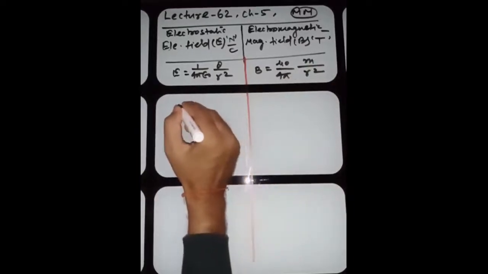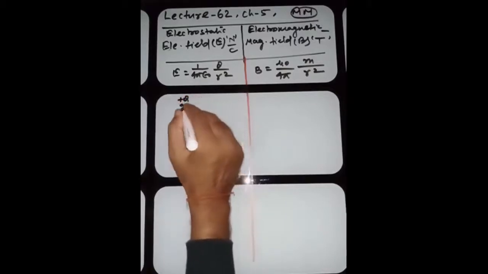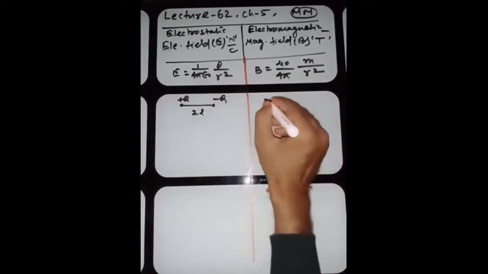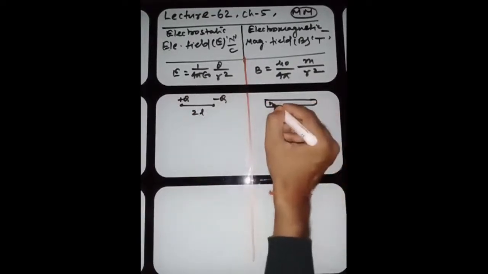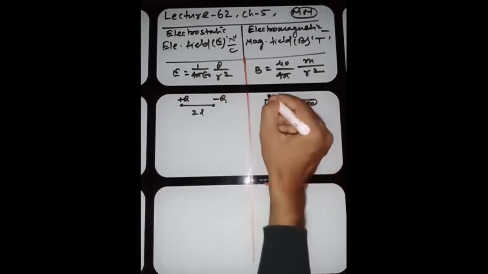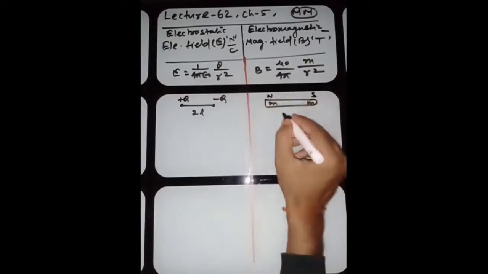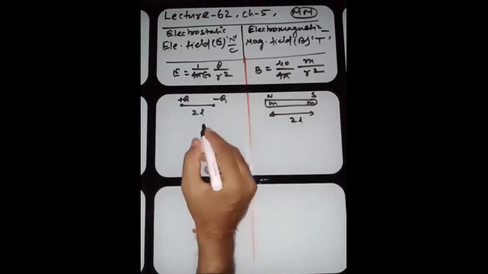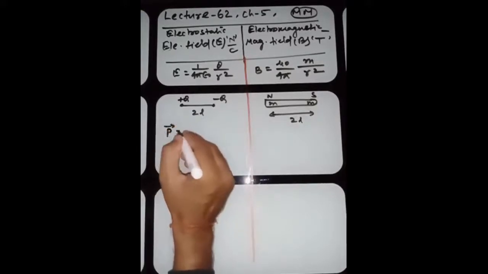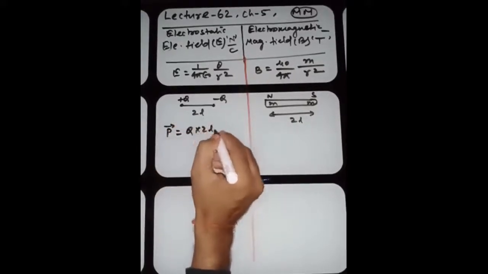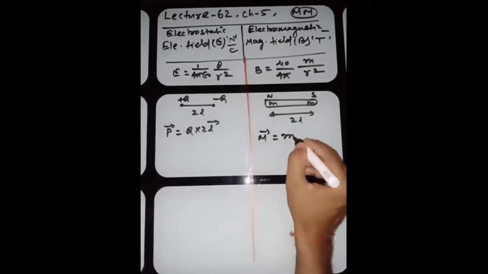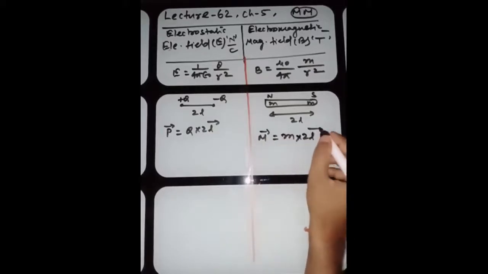Okay. Now, the next analog. Suppose the two charges, plus Q and minus Q, that is the dipole, are separated by 2L. Here all the magnets are dipoles, with pole strength M. This is the north pole and this is the south pole, separated again by the length 2L. Then here we study the dipole moment P, which is a vector quantity, Q into 2L. This is the electric dipole moment and this is the magnetic dipole moment. M equals Q replaced by M, times 2L again.